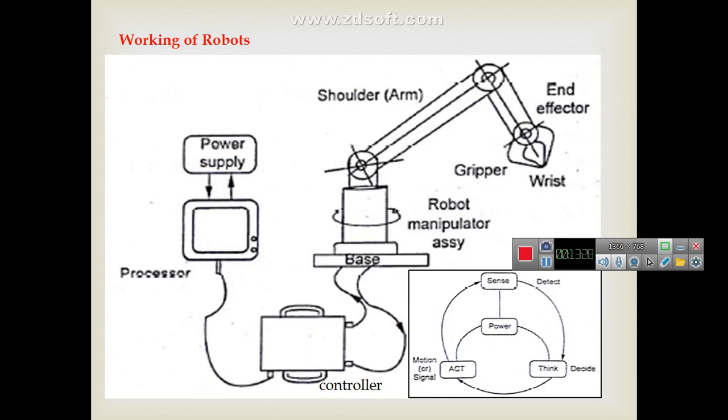First is the power supply. The power supply and the processor are connected to the controller, and again the controller is connected to the base of the robot. Every controller, the MCU controller unit, gives the input and the work is easily carried out by the robot. That is the working of a robot.